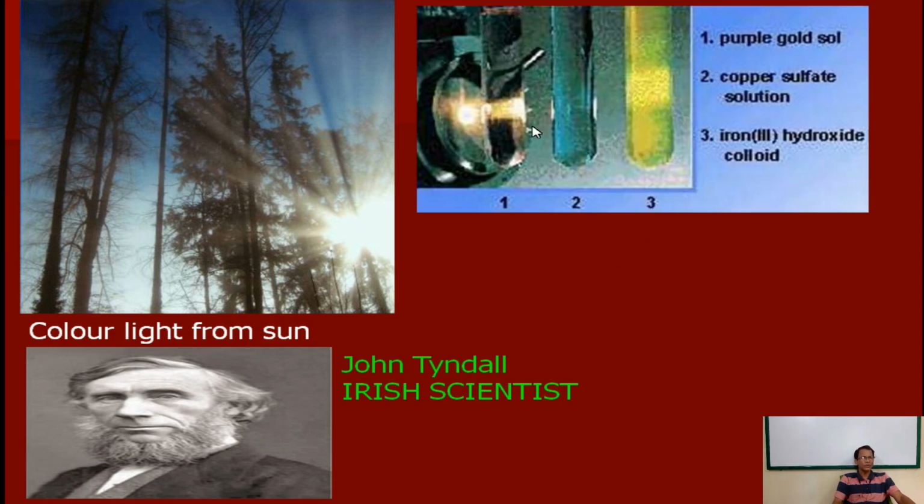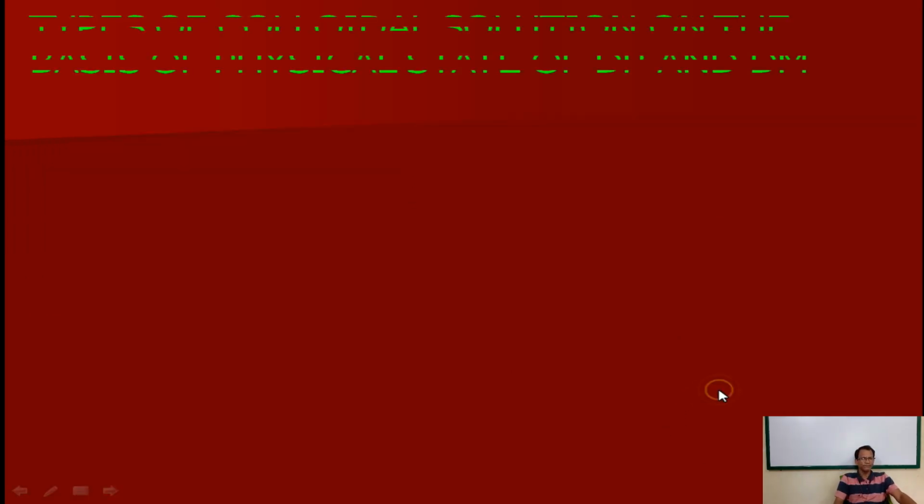Now you pass light through the solutions. When light is passed through the first solution, it changes the color, but in the second solution there is no change in color, and the third solution shows a change in color. That means the first and third solutions are colloidal solutions, but the second solution is not a colloidal solution, it is a true solution. So a true solution does not show the Tyndall effect. There is no change in the path of the light. That's why it is a true solution. This is mainly called the Tyndall effect.